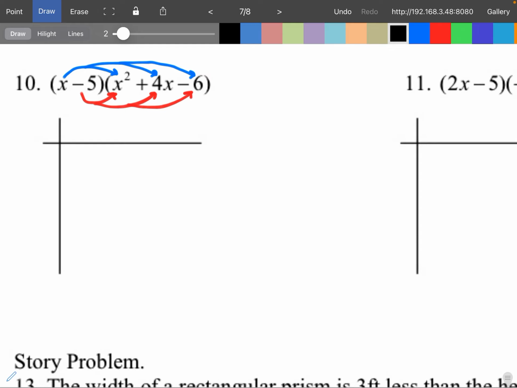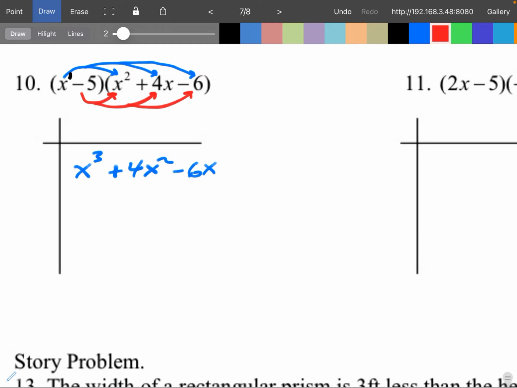So in the blue, we got x times x squared. Remember, that's x to the first right there. So what's x times x squared? Good, x to the third power. Thank you, Ryan. Then we got an x times a 4x. Good, that's a positive 4x squared. And then we got a positive x times a -6. Minus 6x. Good, it's a -6x, so we write minus 6x.